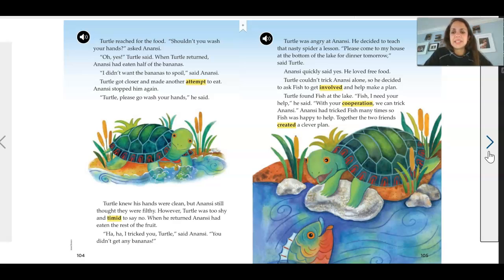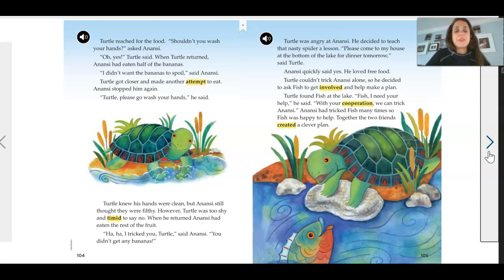Turtle knew his hands were clean, but Anansi still thought they were filthy. However, Turtle was too shy and timid to say no. When he returned, Anansi had eaten the rest of the fruit. "Ha ha! I tricked you, Turtle," said Anansi. "You didn't get any bananas." Turtle was angry at Anansi. He decided to teach that nasty spider a lesson. "Please come to my house at the bottom of the lake for dinner tomorrow," said Turtle.